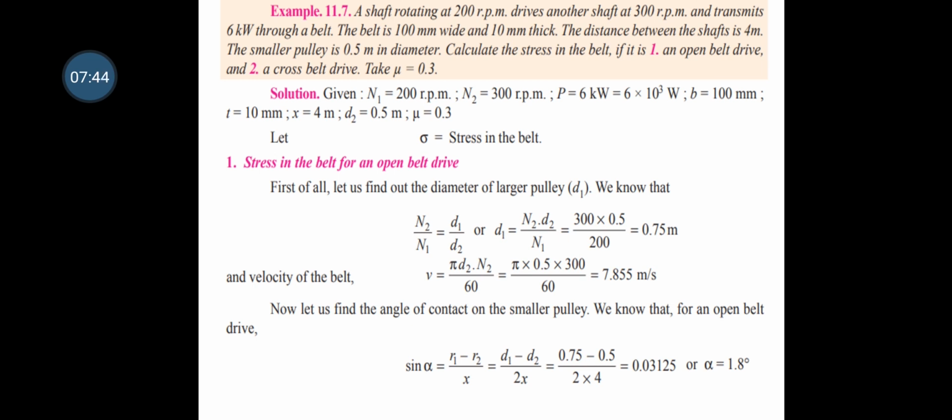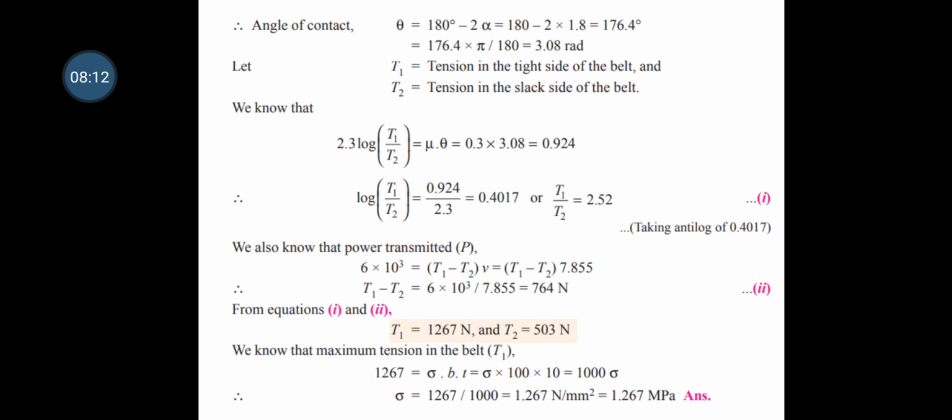Now let us find the angle of contact on the smaller pulley. We know that for an open belt drive, sin alpha is equal to R1 minus R2 divided by X. By solving these values, we find the alpha value. Alpha is equal to 1.8 degree and the angle of contact theta is equal to 180 minus 2 alpha. So theta is equal to 176.4 degree. In order to convert into radians, theta is 3.08 radians.